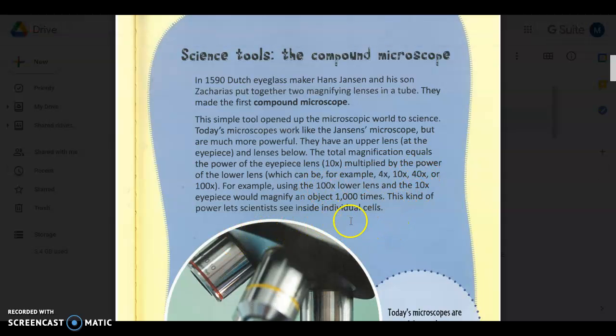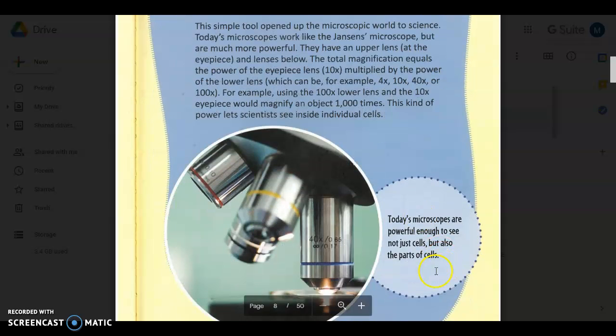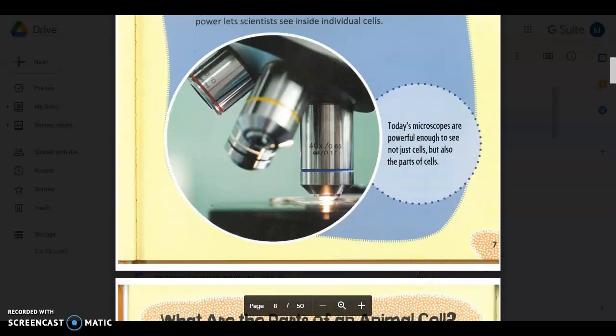This kind of power lets scientists see inside individual cells. It says today's microscopes are powerful enough to see not just cells, but also the parts of cells. Okay, that is the end of our section for today.